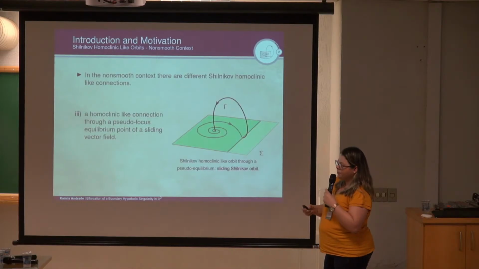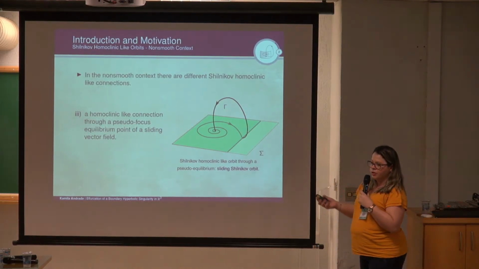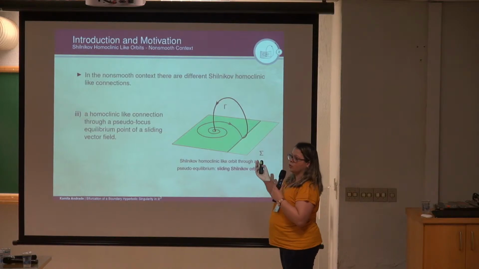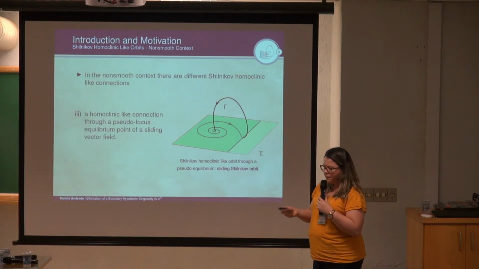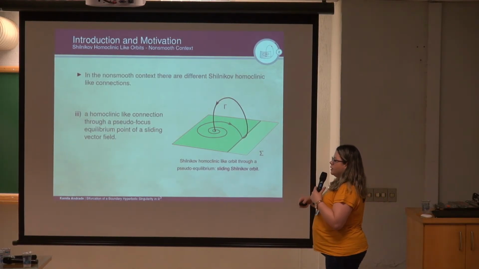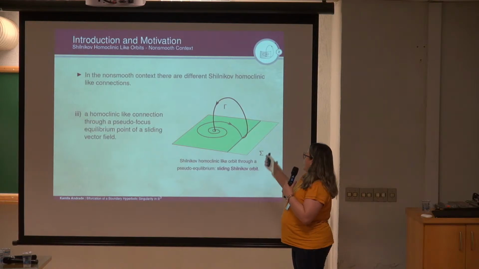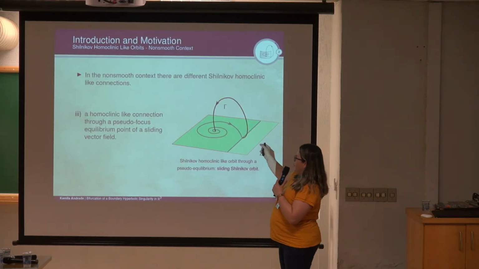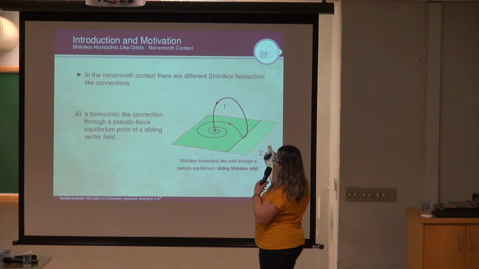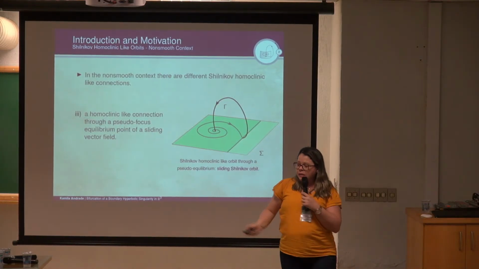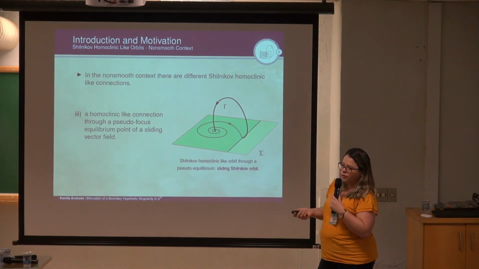And finally, we have this type of homoclinic connection that is a homoclinic connection through a pseudo-focus that lies on the sliding region of a Filippov vector field, for which the trajectory of this pseudo-focus crosses the tangent line, and we have a fold point here that makes this homoclinic connection in finite time from the side. This type of connection we are going to call here a sliding Shilnikov orbit.